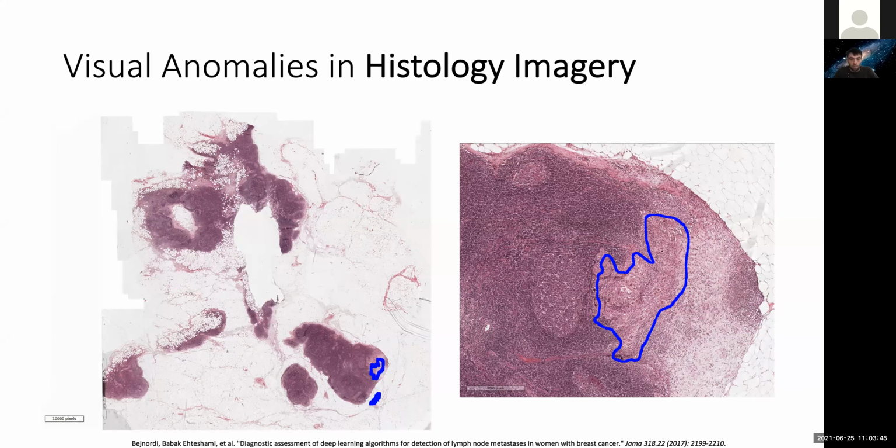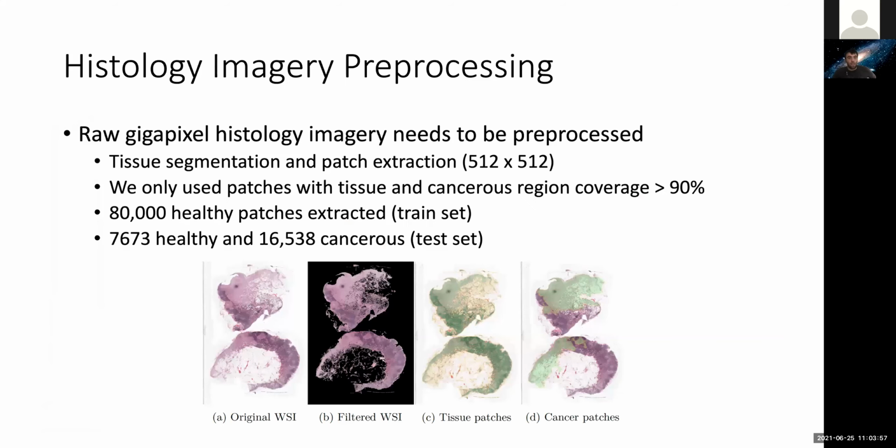With the availability of whole slide scanners, such tissue samples can be digitized with a resolution of up to a few hundred nanometers per pixel, which results in such gigapixel imagery on which we can apply automated methods. The raw histology imagery needs to be pre-processed, which usually means extracting the actual tissue and then extracting the patches from the tissue, because the whole tissue cannot be directly processed due to its huge size.